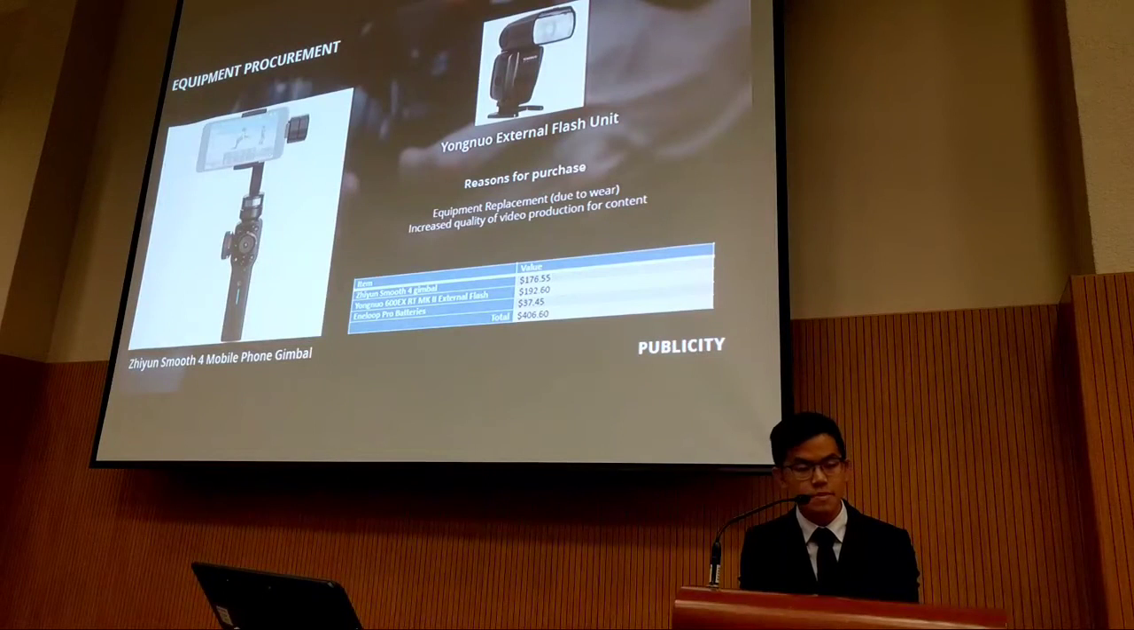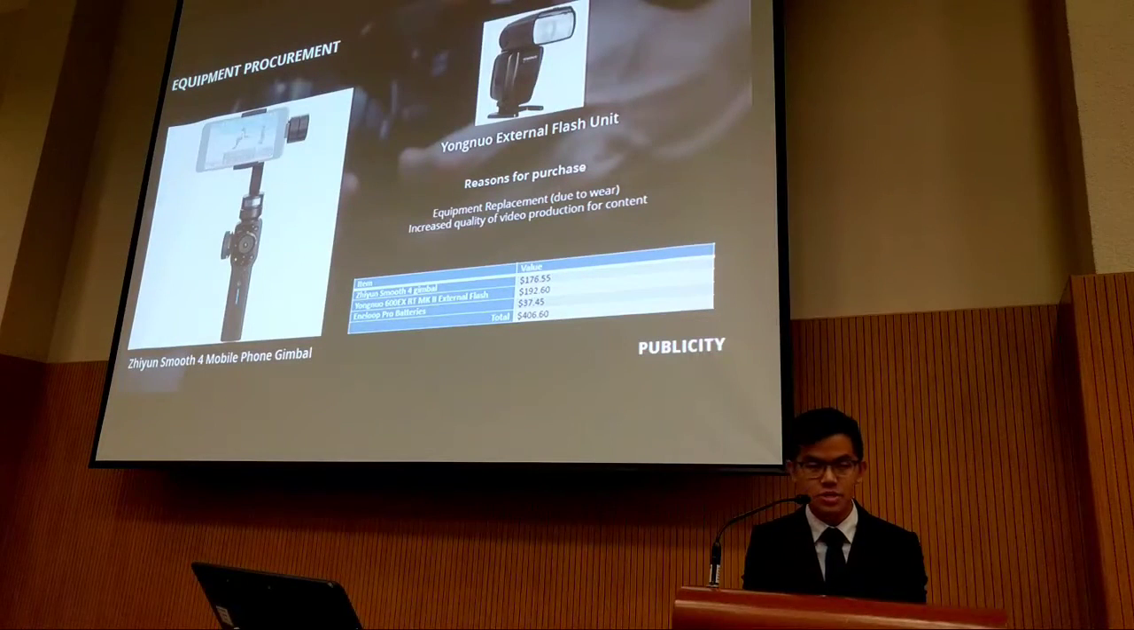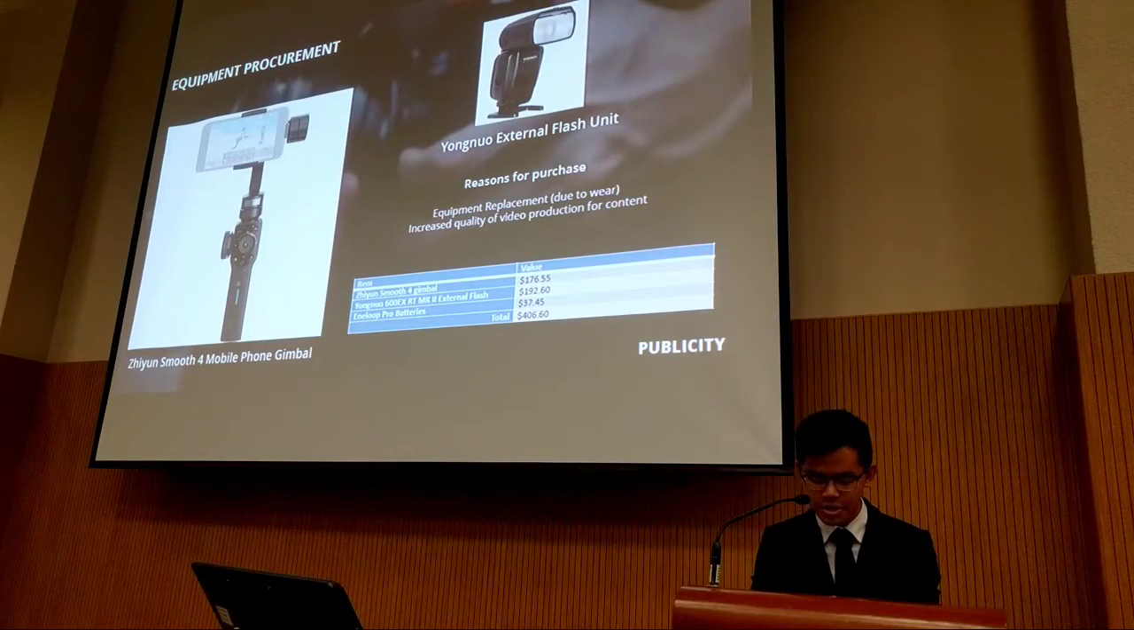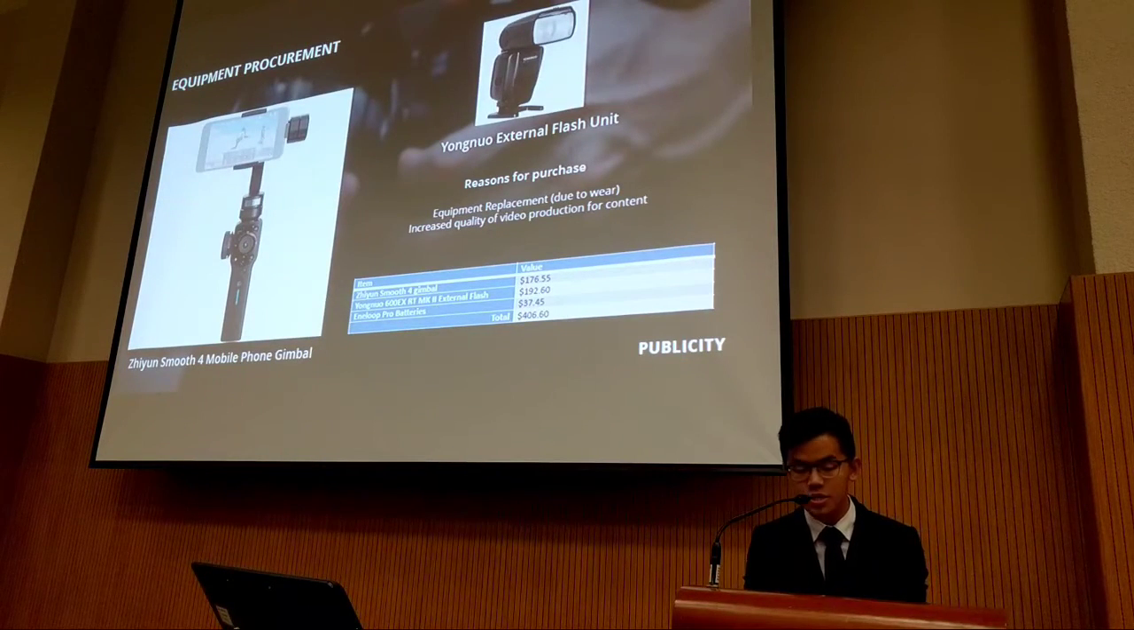Lastly, I would like to talk about the Publicity Cell's equipment procurement. We have chosen to purchase a mobile phone gimbal, which is a video stabilizer you may have seen us use during the various freshman camps. Attaching a mobile phone to this stabilizer allows for the creation of smooth, almost cinematic videos, and greatly increases our capabilities to produce quality videos. We have also chosen to purchase an external flash unit to replace one of the old ones that has to be retired due to wear and tear.